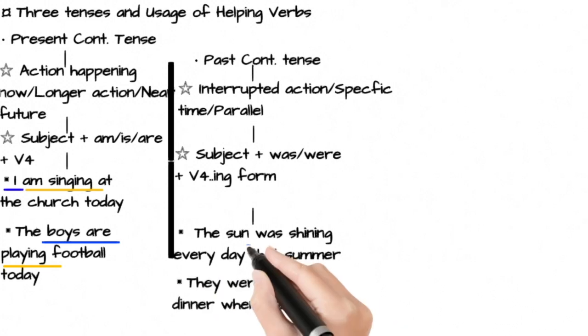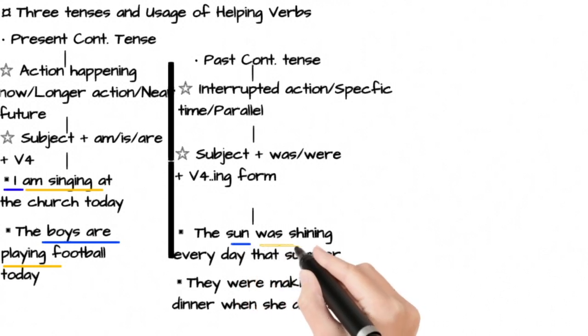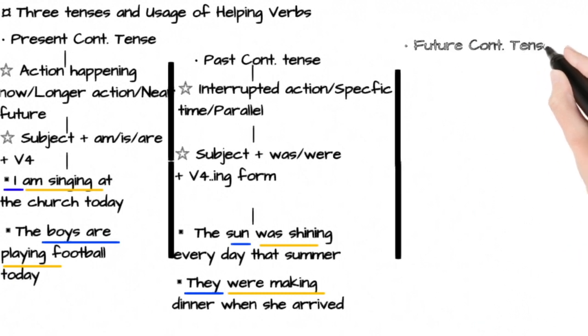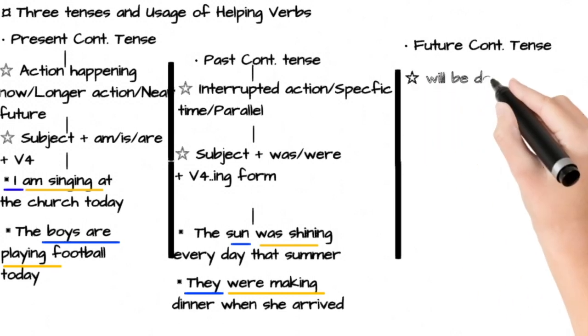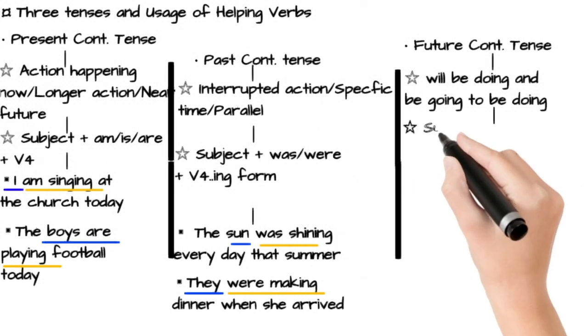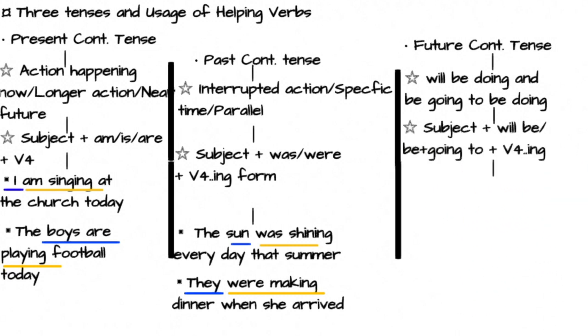In the first example, sun is a subject, was is a helping verb, and shining is an action verb. Similarly, they is a subject, were is a helping verb, and making is an action verb. The third tense that we learned is the future continuous tense. It is used for interrupted action in the future or a specific time of interruption in the future. It has 2 forms: will be doing and be going to be doing. The structure is subject plus will be, or be plus going to be plus V4, that is the ing form.